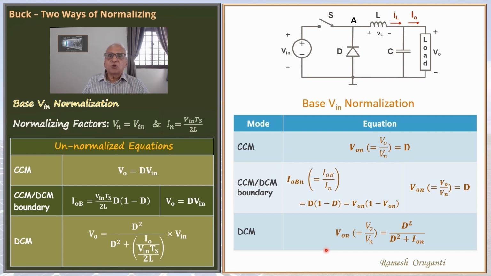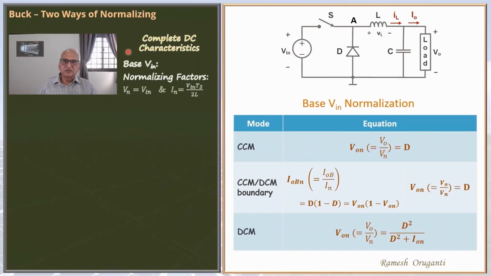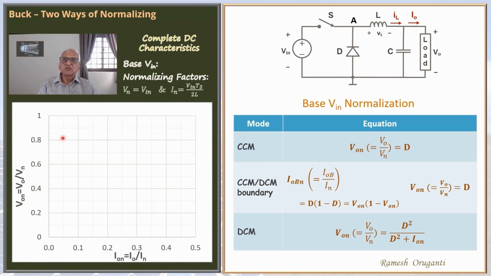Next, we will plot these normalized equations. Again, these are the base V in normalizing factors. Vn equals V in, In equals V in Ts by 2L. We will plot the normalized output voltage VON with respect to normalized output current ION. D will be the parameter. First, we will plot the boundary. IOBN equals VON times 1 minus VON.